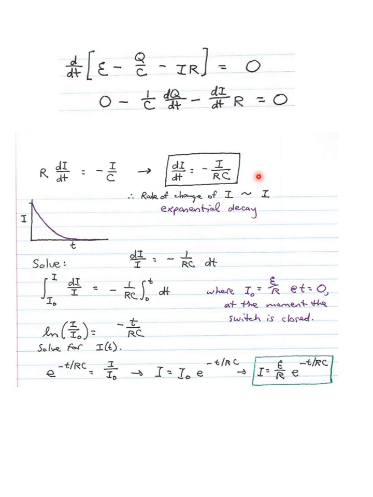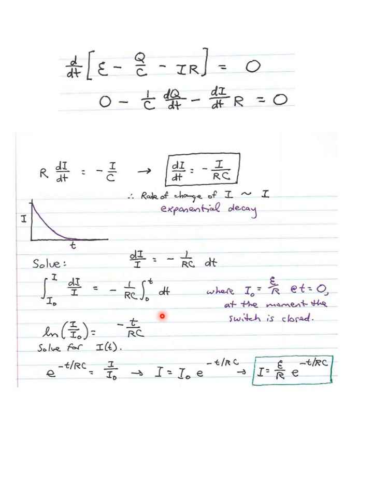Now I'm going to take this equation that's in the box, and I'm going to turn it around in such a way so I can integrate. So I've got dI over I equals negative 1 over RC times dt. I'm going to integrate both sides of this equation. So on the left side, we've got the integral, and I'll just right now take the limits of integration from I naught to I, and the limits of integration for dt are from 0 to t.